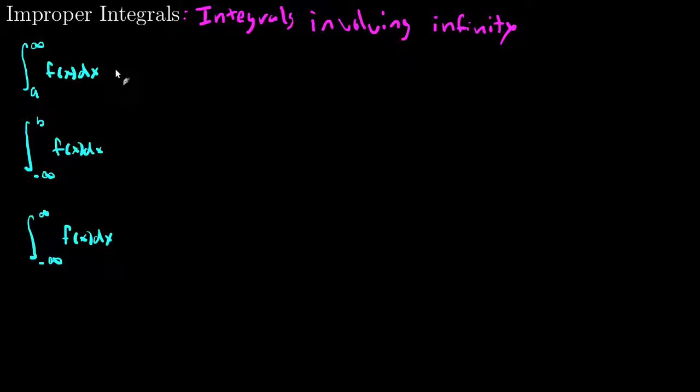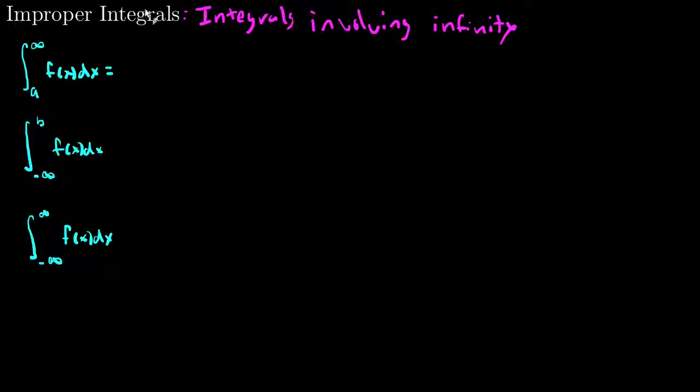The correct, rigorous mathematical way to deal with this is needed because I can't actually put infinity into a function. Infinity is not a real number, it's greater than any real number. So saying what is infinity squared or what is 1 over infinity doesn't make sense.